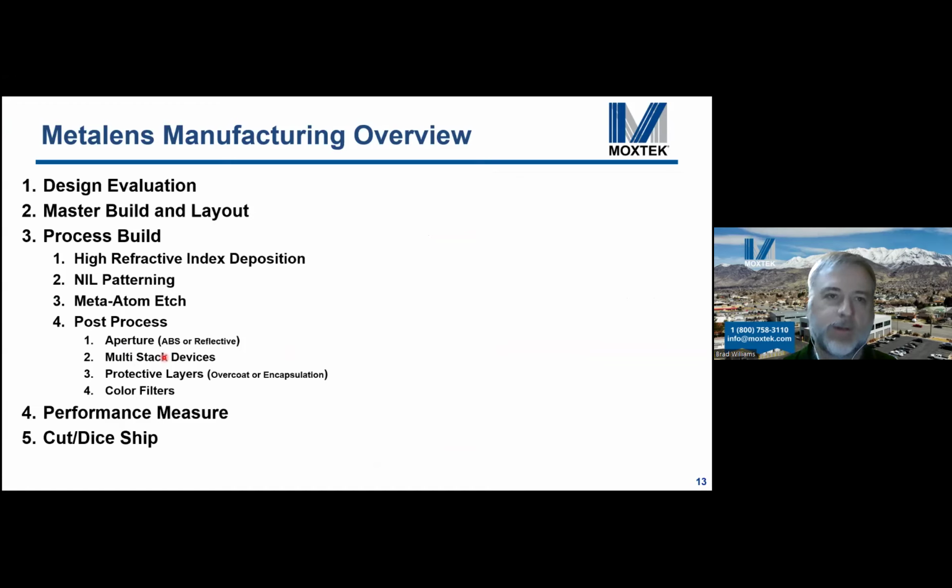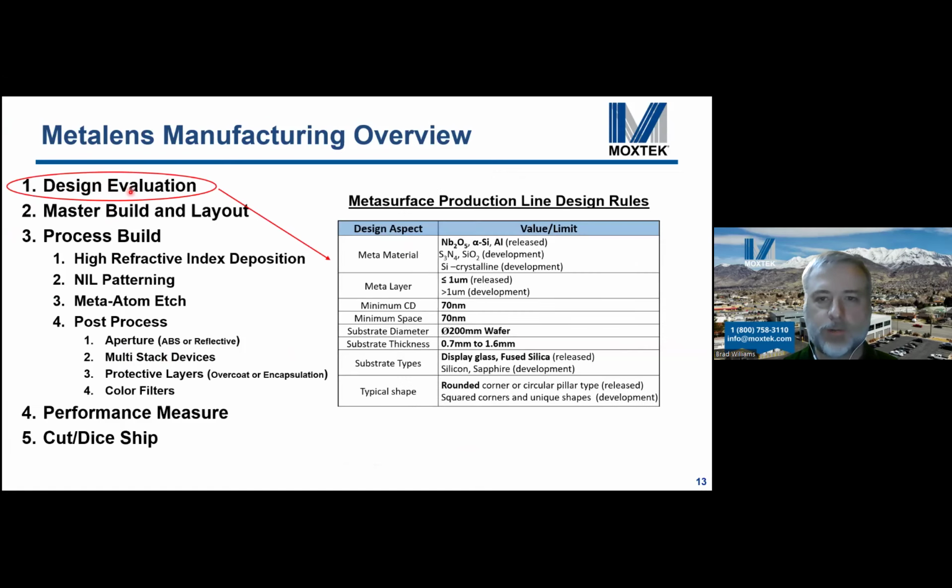So here's kind of an overview of metalens manufacturing. You've got to evaluate the designs and make sure you can build it. Engineers can design up whatever, but you've got to be able to make sure you can build it into your process flow. So we have a set of design rules of the different materials that we can use, or the different dimensions, and they're all on 200 millimeter wafers and the different substrates we can make.